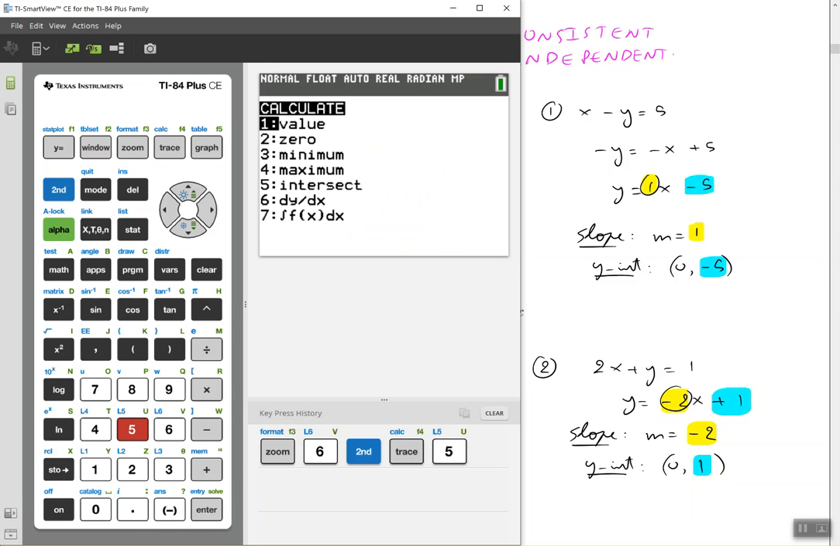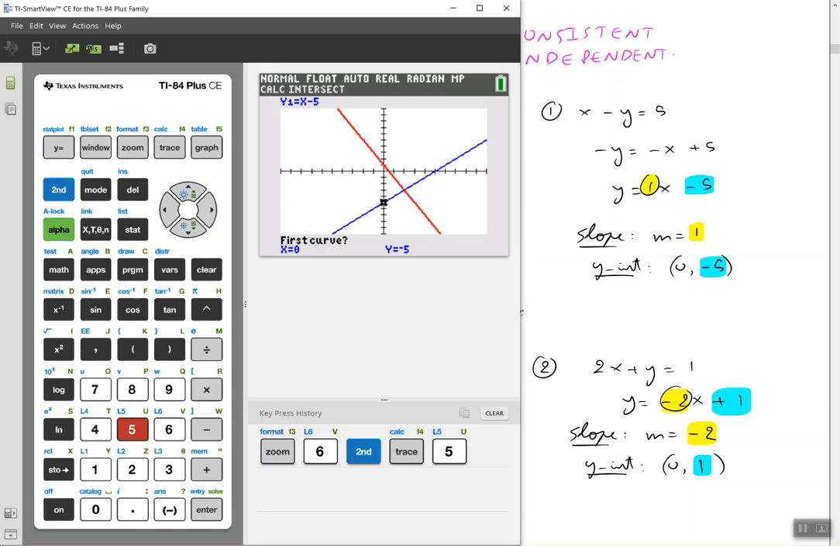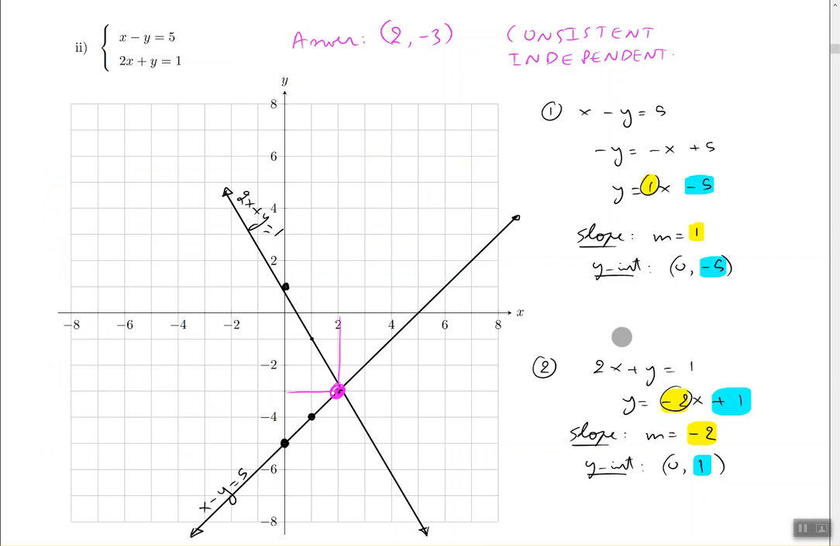Pick option number 5, which says intersect. Now, select the first curve, then select the second curve, then guess. And again, you see the numbers are 2 and -3, exactly the ones we predicted. So that means we're finished.